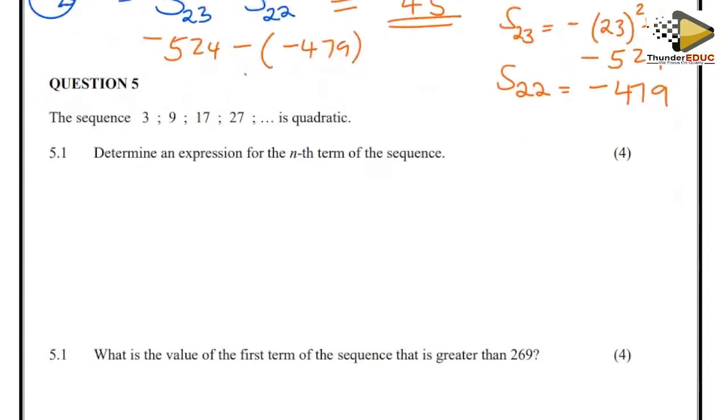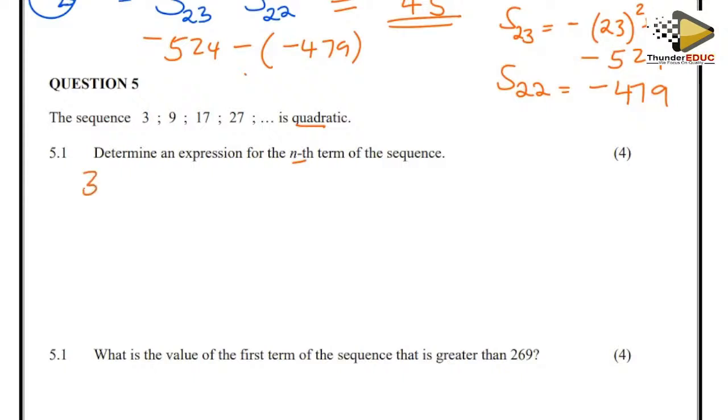The sequence 3, 9, 17, 27 is quadratic. Guys, in some cases, if you're not told the type of progression, sequence or series, you have to investigate. You first check whether it's arithmetic, geometric, or quadratic, if it forms any of the properties that we talked about. Then I want us to get the nth term.